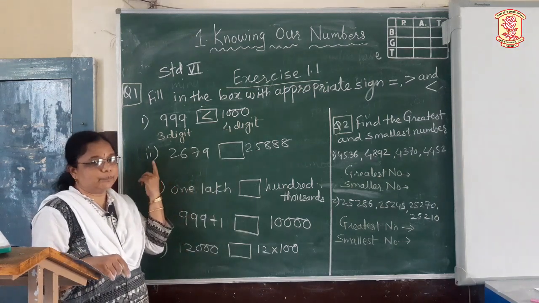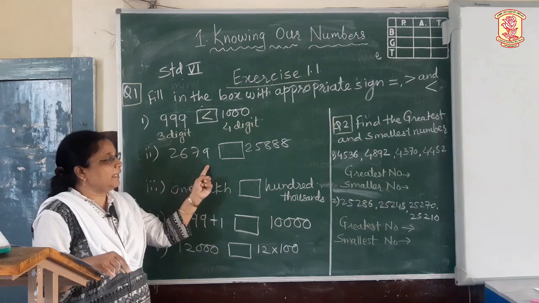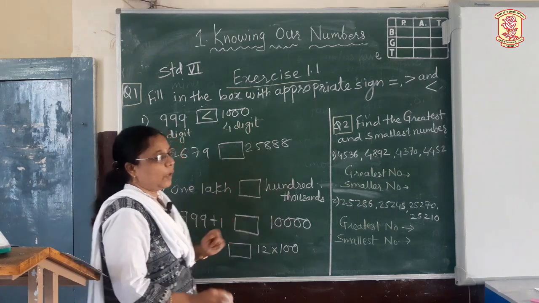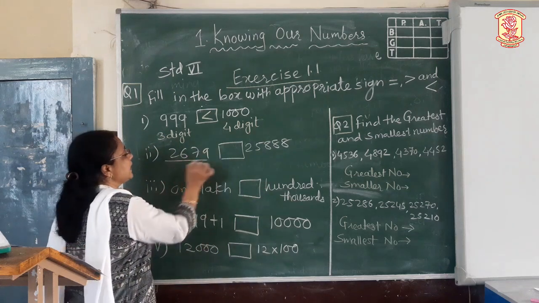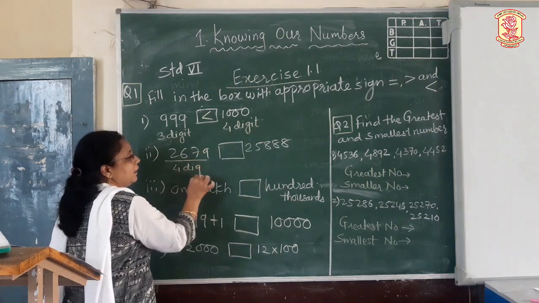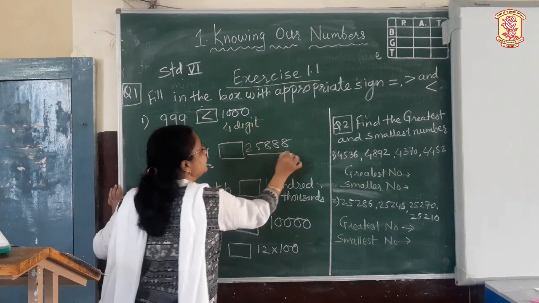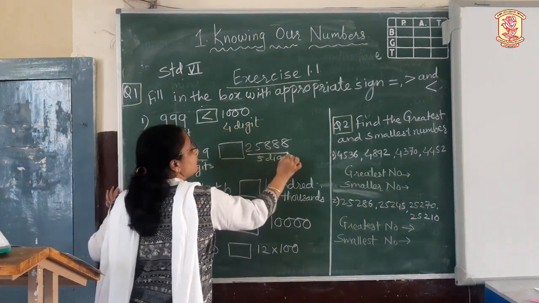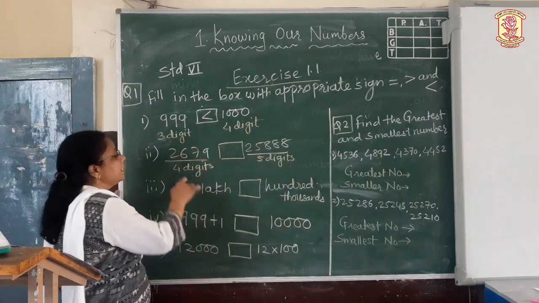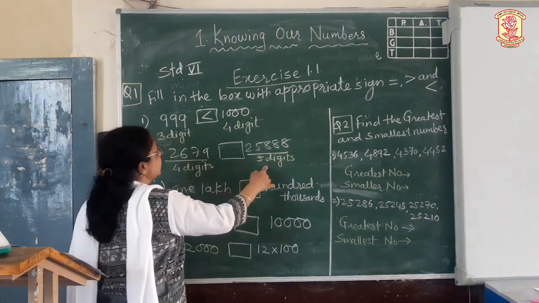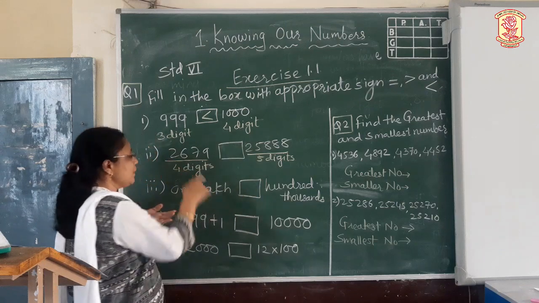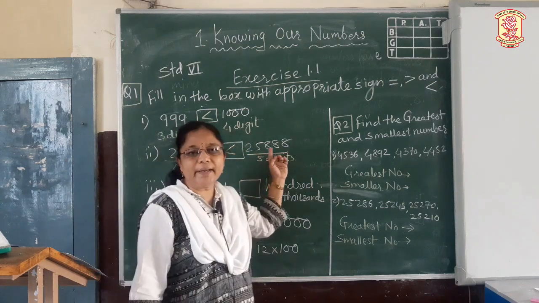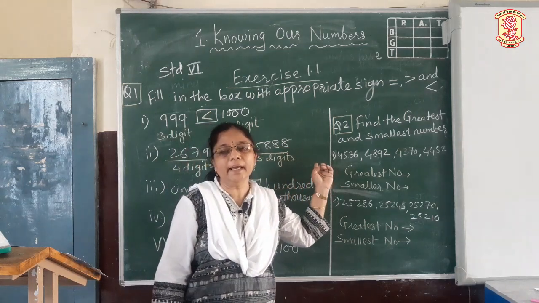Question number 2. 2679 and 25,888. Now in this question, how many digits are here? 4 digits are here. In this number, 5 digits. Again, this number is smaller and this number is greater. That means 2679 is smaller than 25,888.